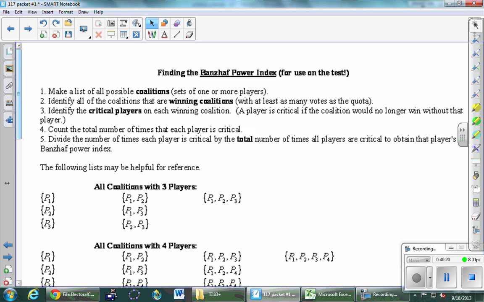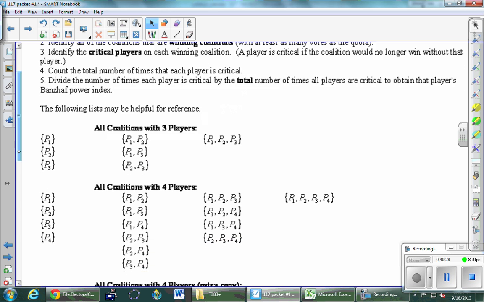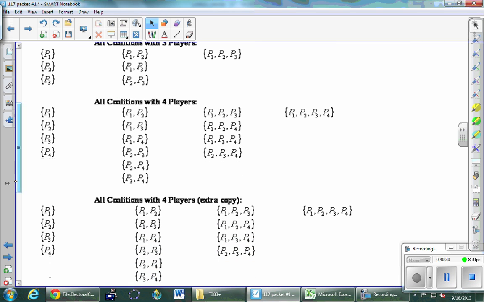First, you make your list of all winning coalitions, and then you find the critical players, and then you count, and then you divide. It's got it all written out there. But what I wanted to share with you right here was a list of all coalitions with 4 players. This list right here. And you can see how it's organized. Here's all the singles. We didn't need to write any of them down, but there they are. And then there's every possible pair of 2 people from 4. It's just listed right there.